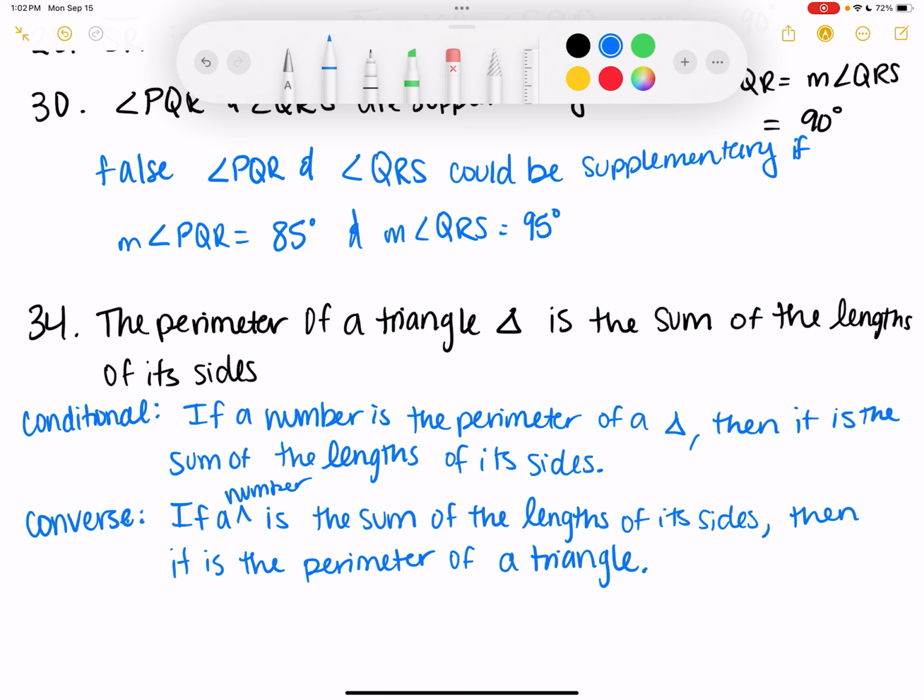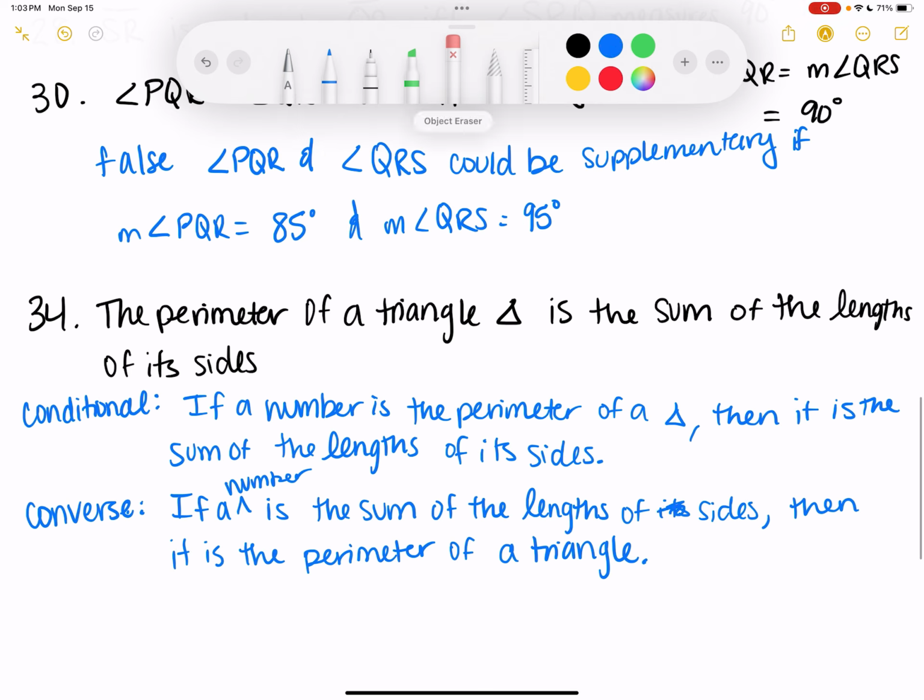All of the three sides. Yeah, so I should probably say if a number is the sum of the lengths of the triangle sides or the sum of the lengths of the three sides, something like that, then it's the perimeter of a triangle, because this is a true statement, but we can have other shapes too. So we should probably specify, even though it's not specified up here, it would still make it a true statement.